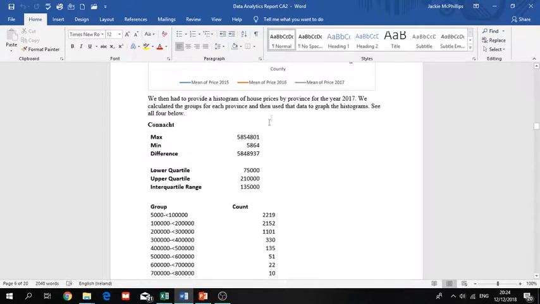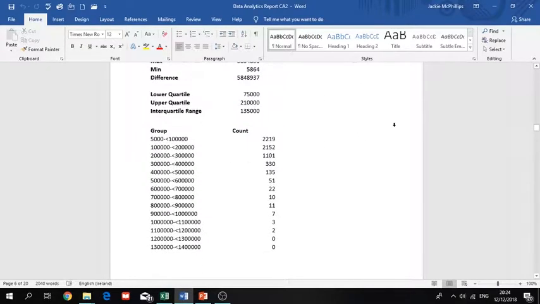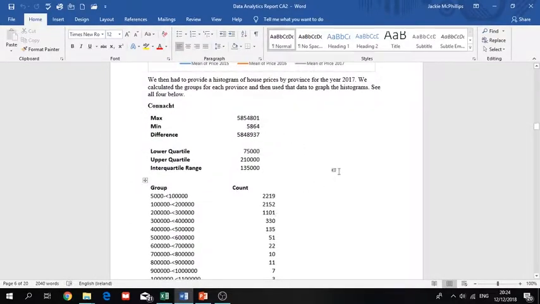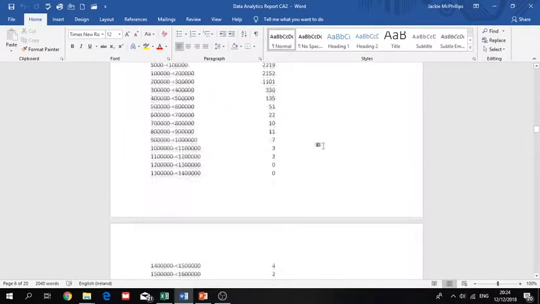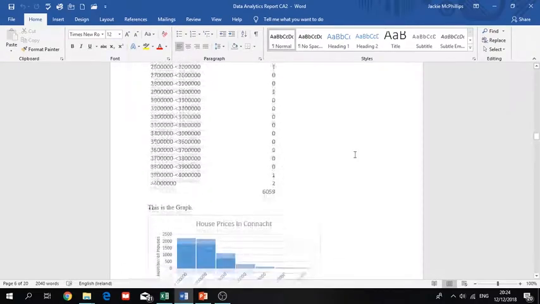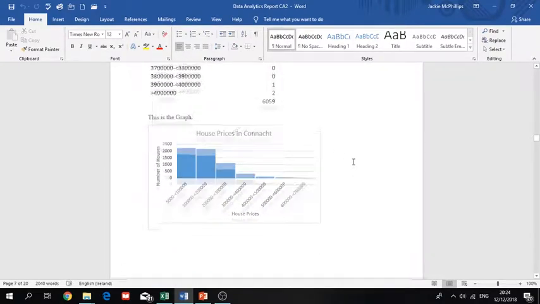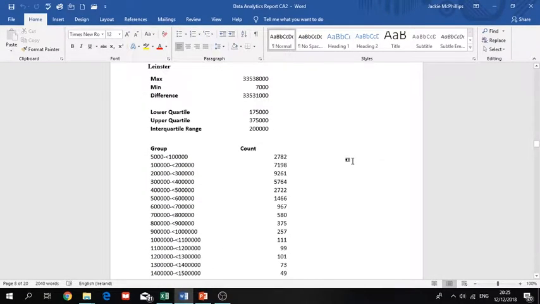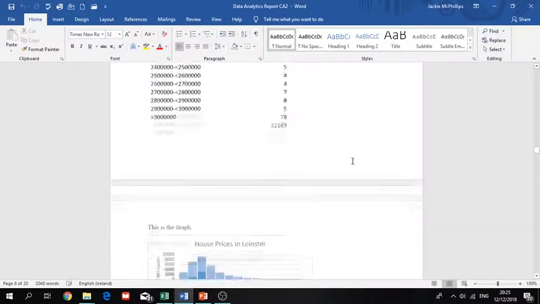We then had to provide histograms of each province. So this is my data for Connacht. These are my groups that I used. And this is the histogram I produced. I did the exact same for the other 3 provinces.